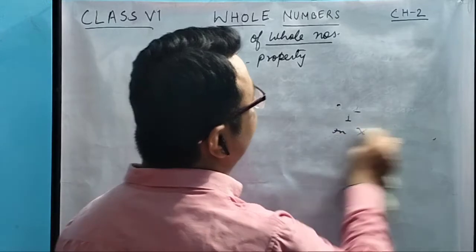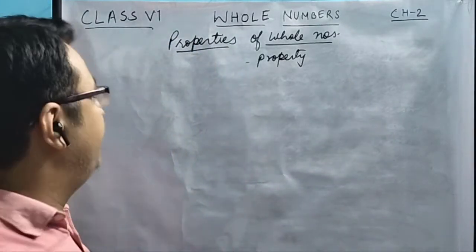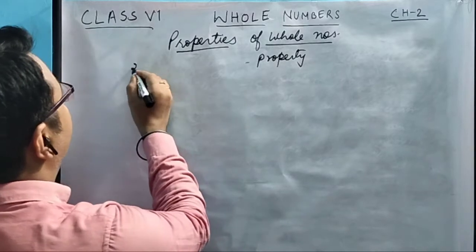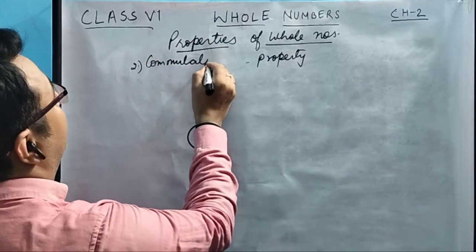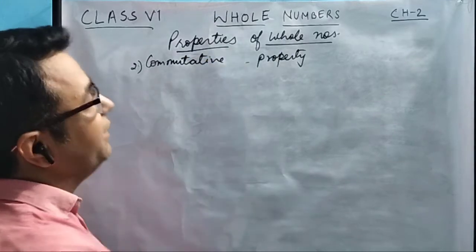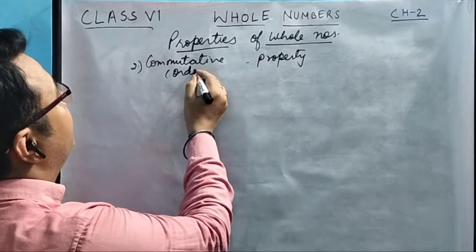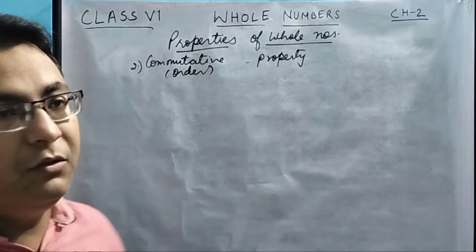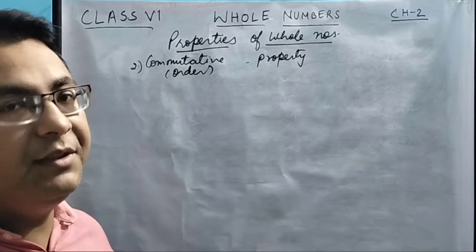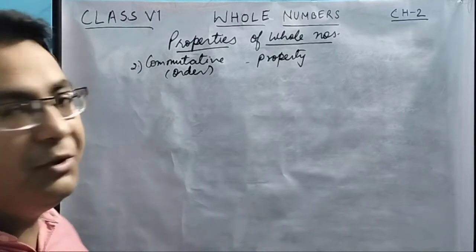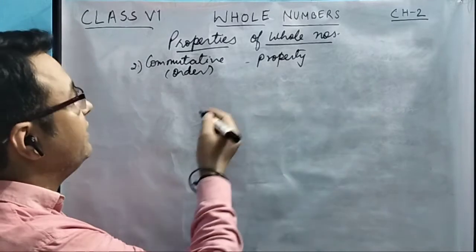Before we study associative property, we will see commutative property. Property number 2, commutative property. This word commutative is made from order. How will you remember? It's made from the word order. So when we change the order of whole numbers, if the result is same, we say that commutative property is satisfied. Let's understand with an example.